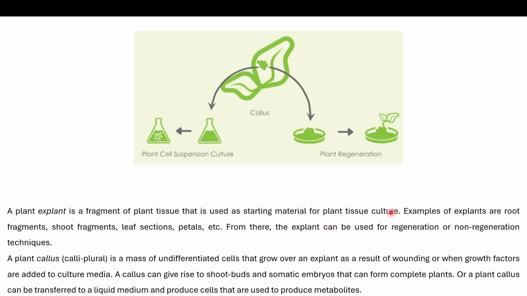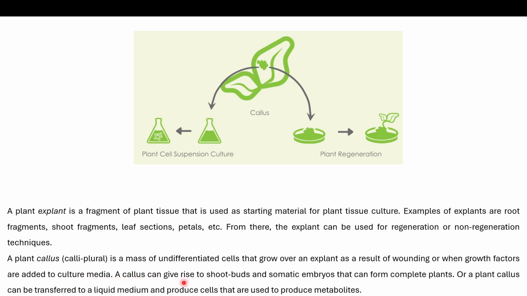Now, examples of explants are root fragments, which we saw in the earlier slide. It can be shoot fragments, it can be sections of leaves or petals, etc. And from there, the explant can be used for regeneration or non-regeneration techniques. Now, a plant callus or calli is a mass of undifferentiated cells that grow over an explant as a result of wounding or when growth factors are added to the culture media.